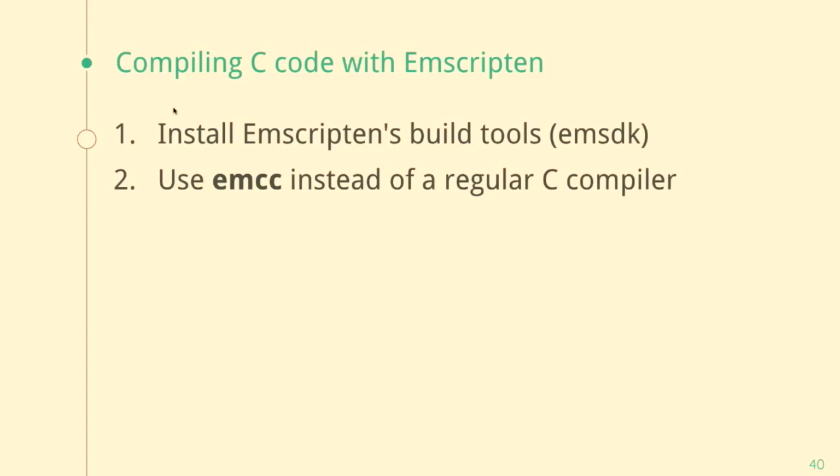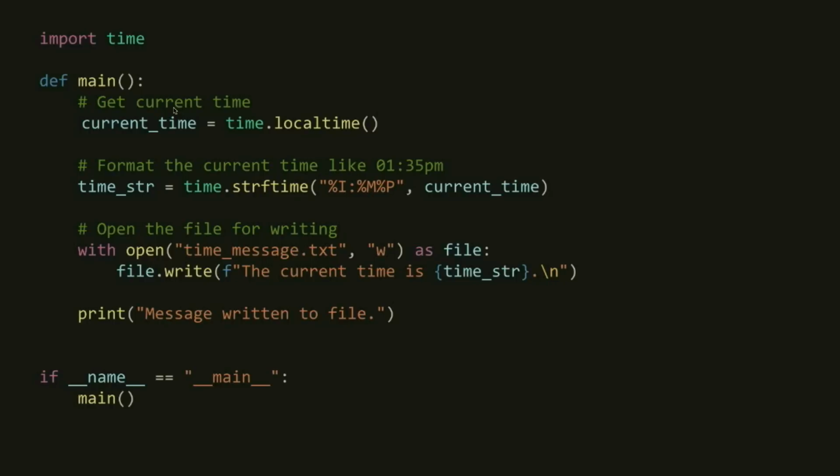Now, if you're used to compiling things with C, you have your C file, you run GCC or something, and it gives you a binary file. Emscripten is designed to drop in there, and you just say emcc instead of GCC, and it will spit out a JavaScript file and a WebAssembly file. And we're going to use this. We're going to do a live demo, and this is the Python code that we're going to run. It's the same as before. It's reading the local time, and it's writing it to a file. And the file is called time_message.txt.